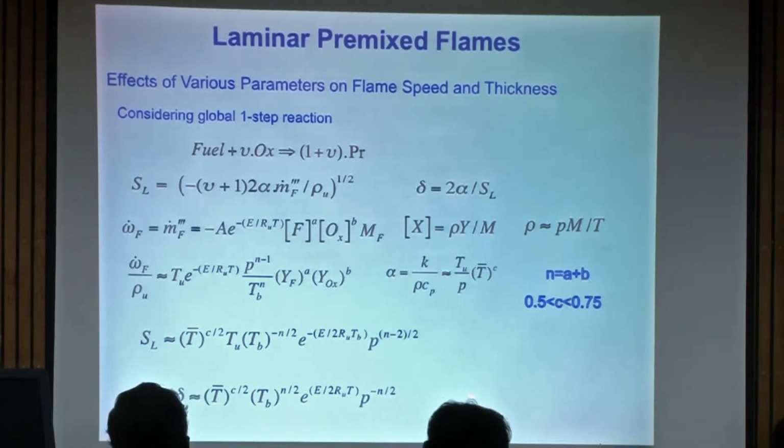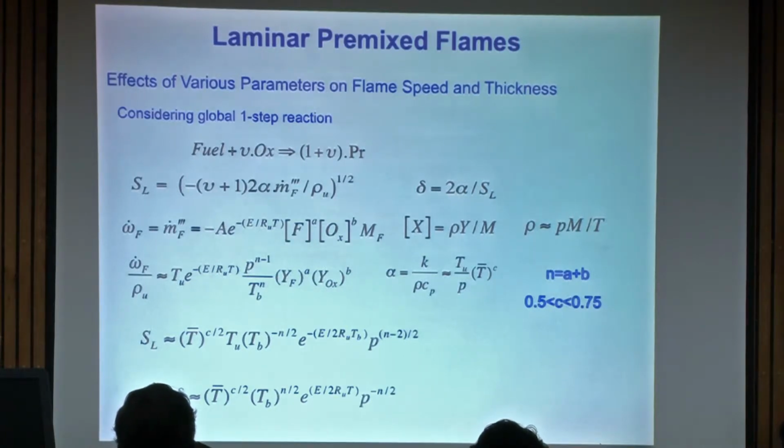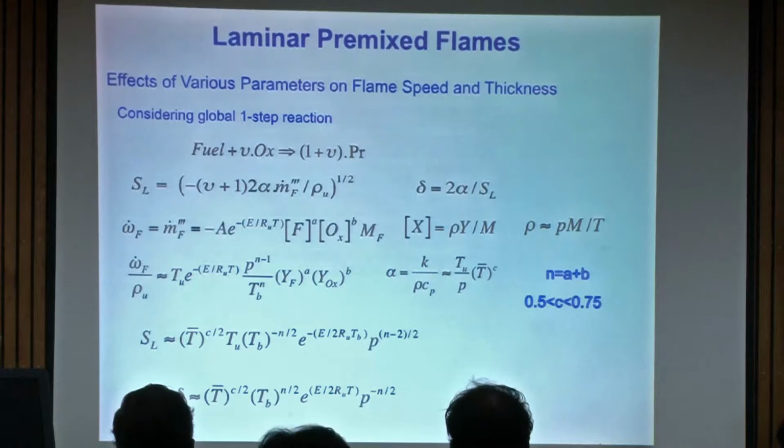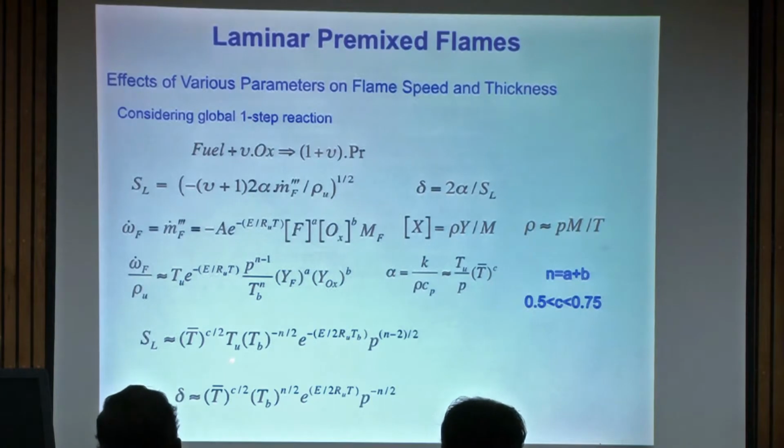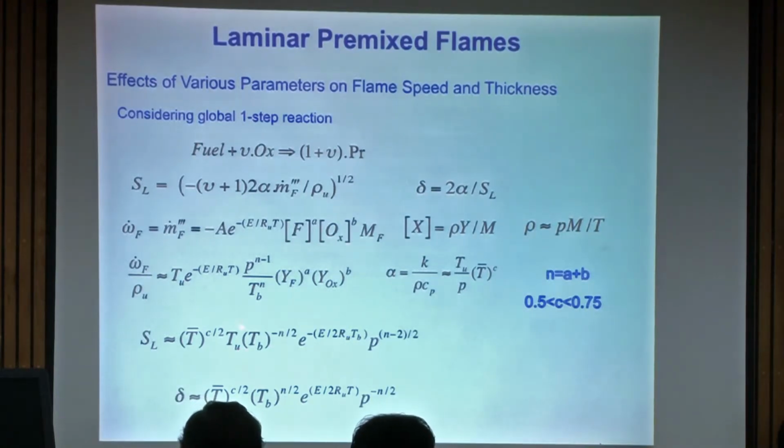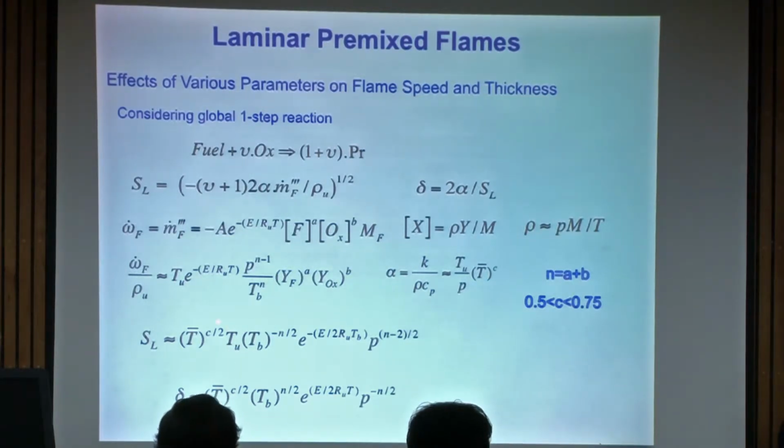So it's a very simple qualitative analysis. With C equal to 0.5, you can see this is a very weak variation, 0.25. TU is important. It shows you the effect of reactant temperature on the flame speed. What is TB? That's roughly the adiabatic flame temperature.